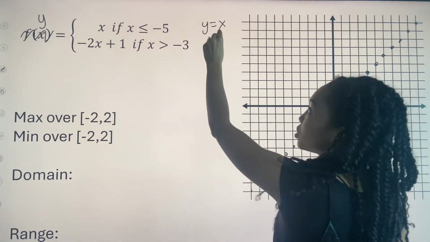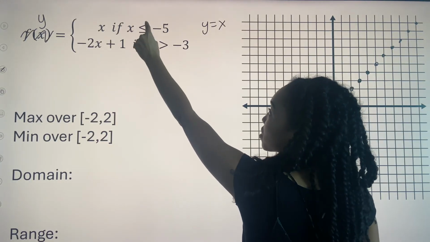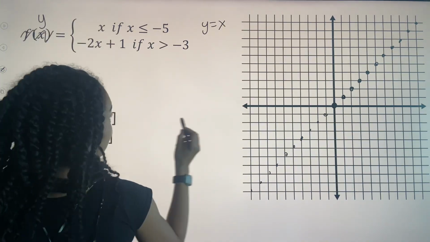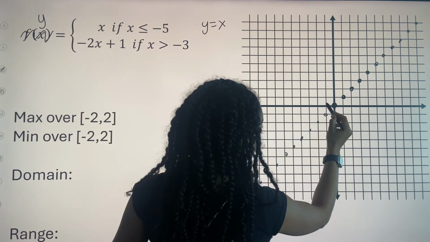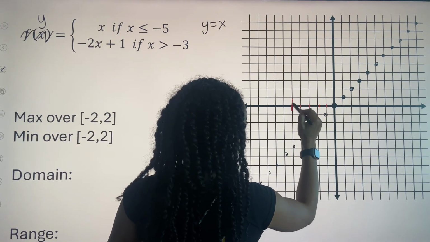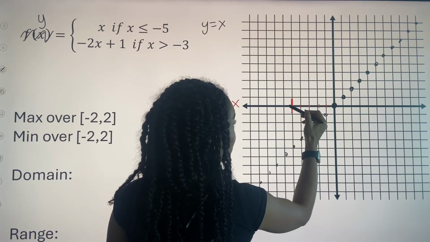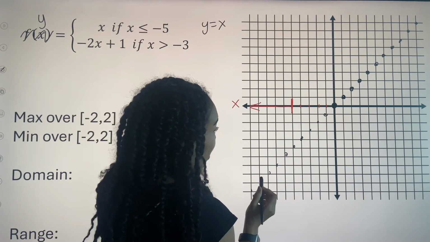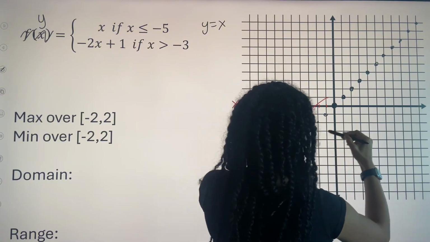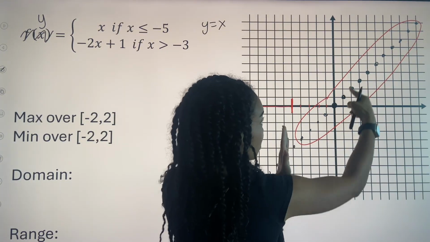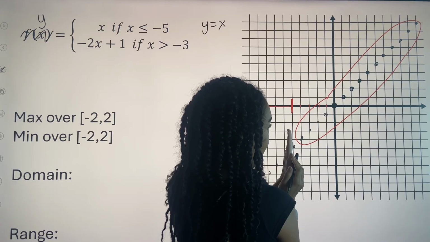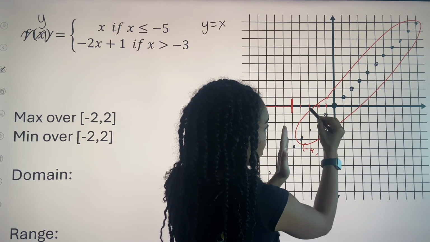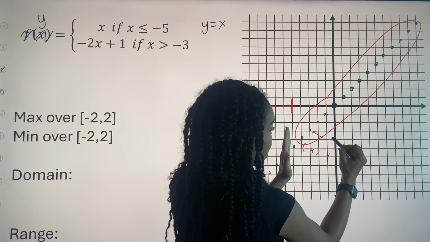However, it only wants this line for x values that are less than or equal to -5. So this is the x-axis, and -5 is right here. I only want x values that are less than -5, okay? So that means I'm going to get rid of all of these because all of these x values are bigger than -5, right? The x value here is -4. This x value is -3.